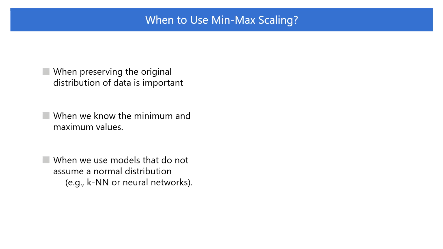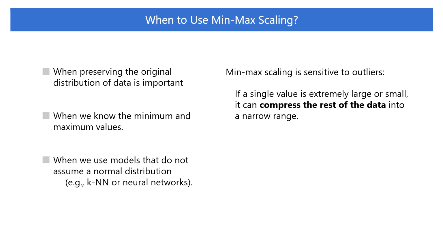The following are cases where it is appropriate to use min-max scaling. First, when preserving the original distribution of data is important. Second, when we know the minimum and maximum values. Third, when we use models that do not assume a normal distribution, like KNN or neural networks. However, min-max scaling is sensitive to outliers. If a single value is extremely large or small, it can compress the rest of the data into a narrow range.